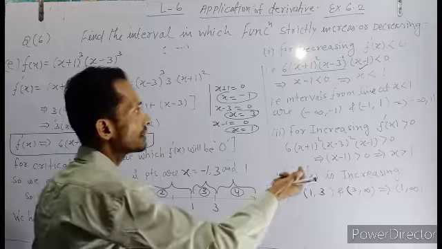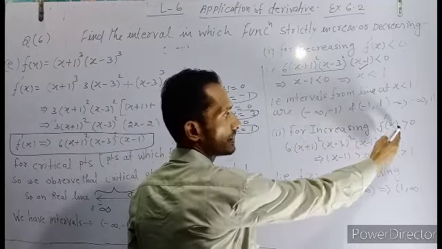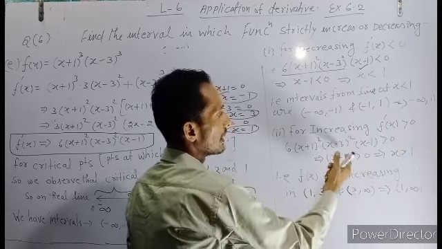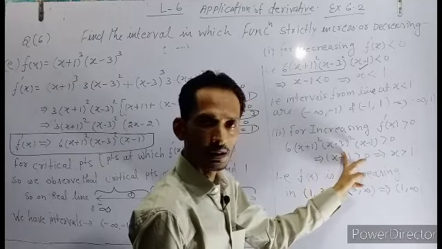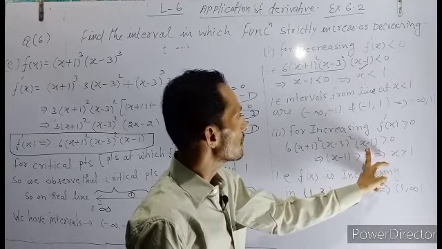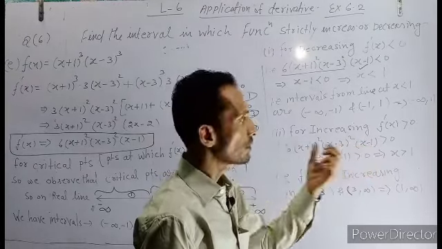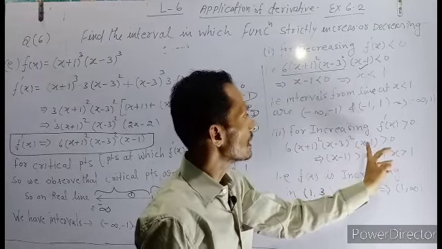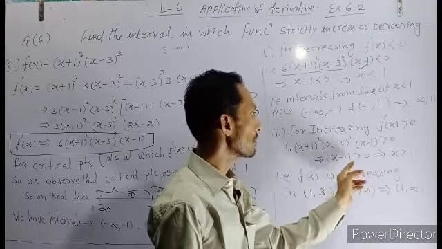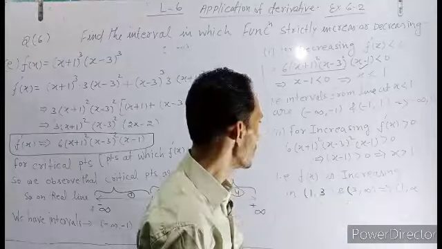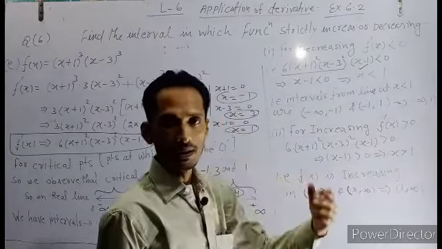Now for the increasing function, the process is the same. f dash x greater than 0. This factor will always be positive, so there is no effect. Only the other factor decides whether the value is positive or negative. We need only increasing, so it should be greater than 0. x minus 1 greater than 0 implies x greater than 1. The function is always increasing for values greater than 1.